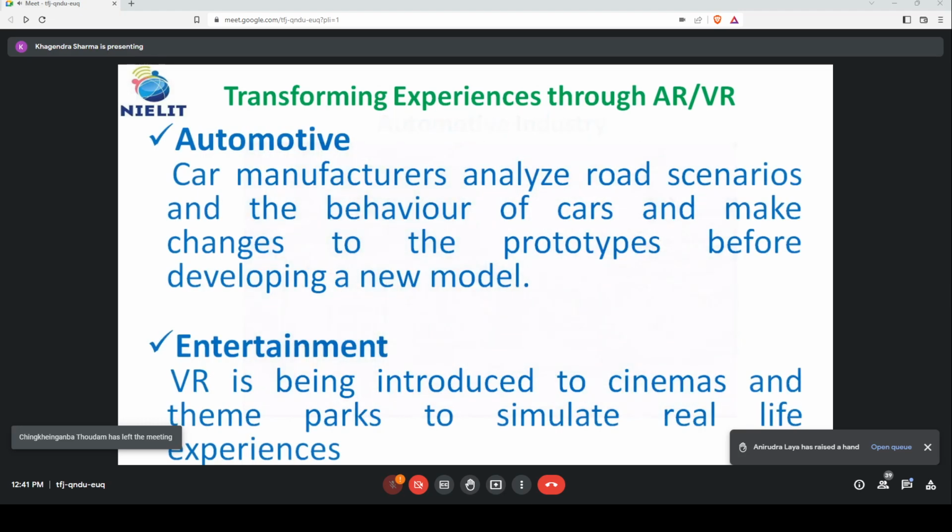So car manufacturers analyze road scenarios and the behavior of cars and make changes to the prototypes before developing a new model. Similarly, in case of entertainment, VR is being introduced to cinemas and theme parks to simulate real life experiences. So suppose, for example, you are sitting in a roller coaster, right? It is not just sitting in it and getting thrilled in that experience. What if you could wear some head mounted displays and altogether reach a different place? Basically the experience would be even better, right? So that type of themes are also available.